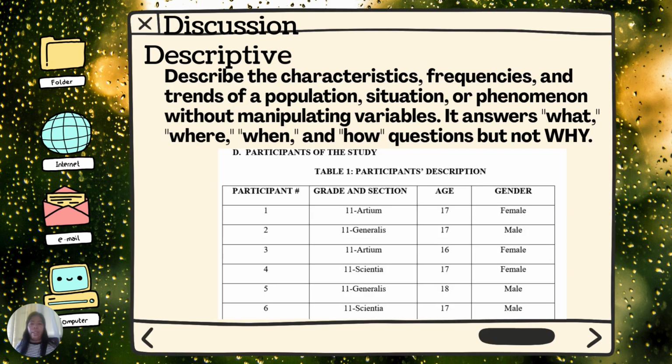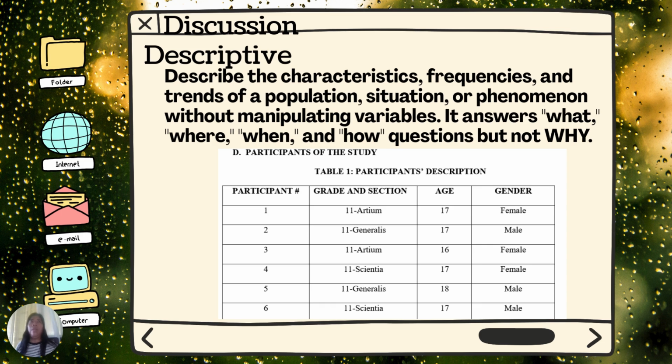The next one is descriptive design. The descriptive design describes the characteristics, the frequency and trends of a population, situation or phenomenon without manipulating variables. It answers the questions what, where, when, and how, except why. Here, as a researcher, you need to take a little background of your respondents, just like their profiling. How may the respondent be described in terms of their gender, their age, or their grade level?